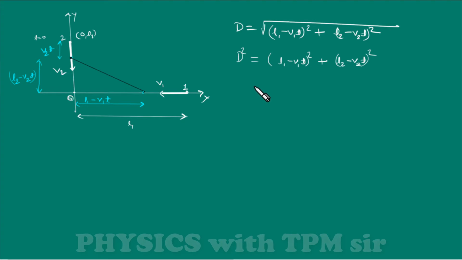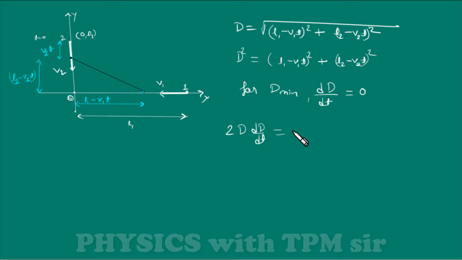Now for D minimum, we know that D will be minimum only at that time when dD by dt becomes 0. So let's differentiate this equation with respect to time. If we differentiate this equation with respect to time, we will get 2D into dD by dt. And if we differentiate the right side, we have to apply the chain rule.